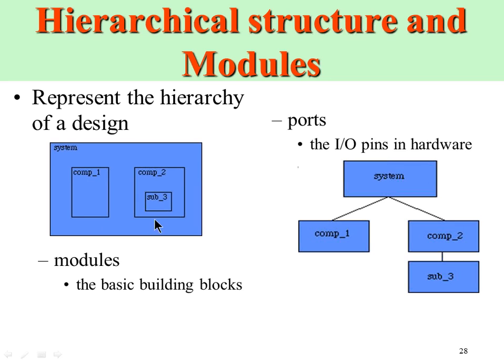What I can do is instantiate, that's the term used, sub 3 under comp2. When I do that, I create a copy of sub 3 under comp2 and make the connections. Then I will instantiate this combined module under system, and instantiate comp1 under system, and make connections between system and comp1 and system and comp2. This is how I will create this hierarchical design. The sub block sits under its block, these two blocks sit under system, and system is the top level entity where we use the input output pins.